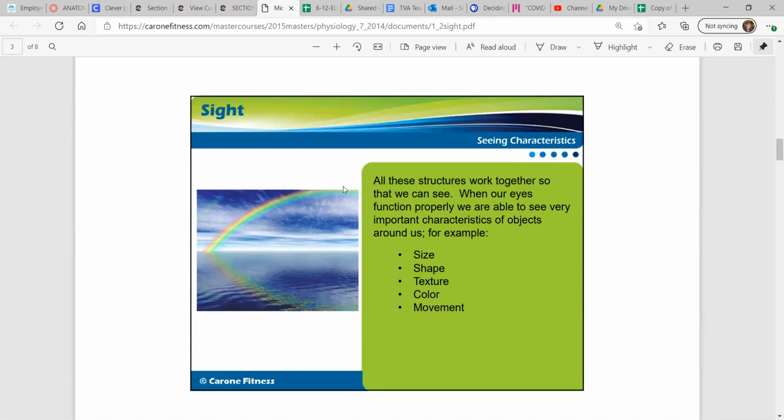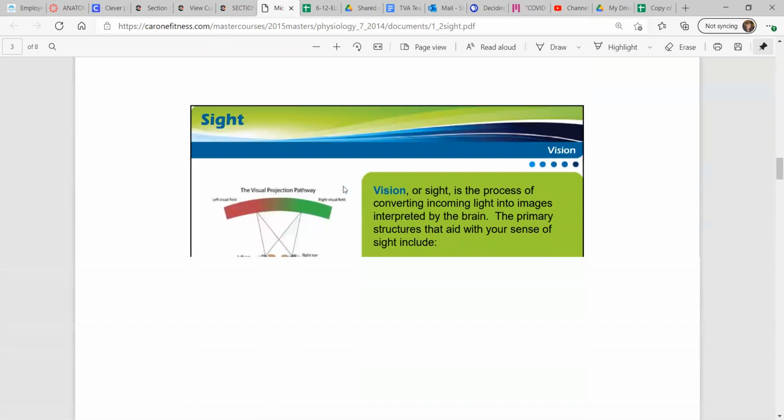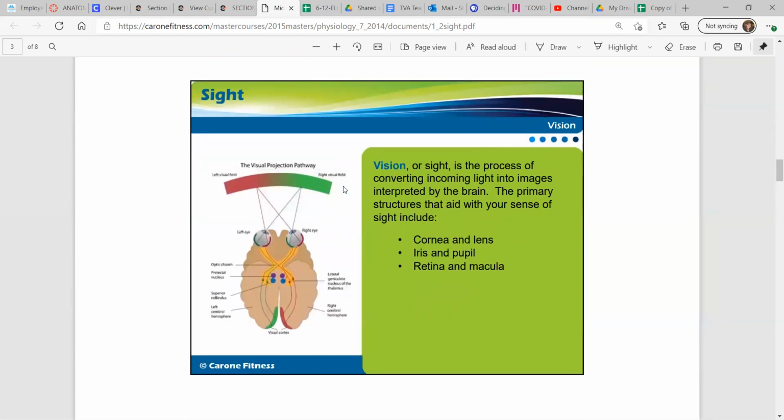All of these structures work together so that we can see. When our eyes function properly, we are able to see very important characteristics of objects around us. For example, size, shape, texture, color, and movement. Vision, or sight, is the process of converting incoming light into images interpreted by the brain. The primary structures that aid with your sense of sight include the cornea and lens, the iris and pupil, the retina, and macula.